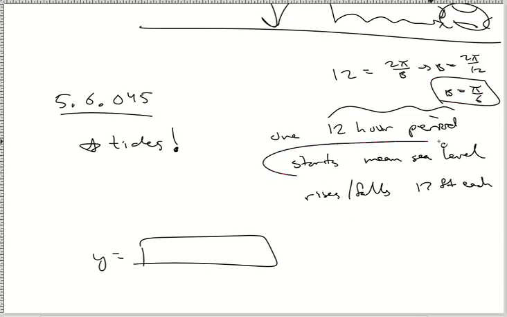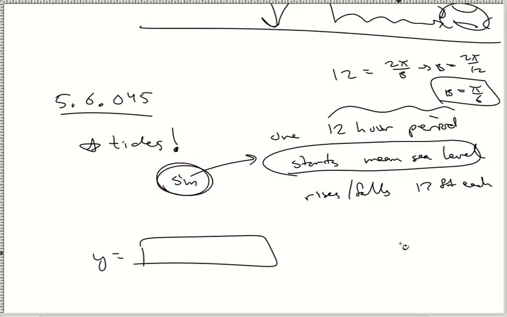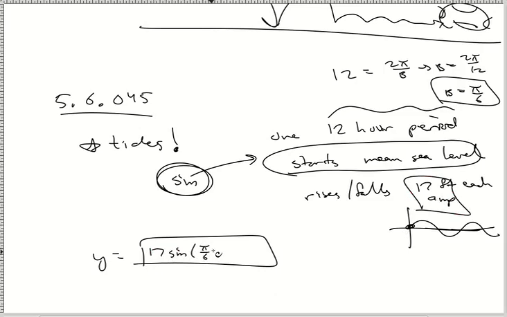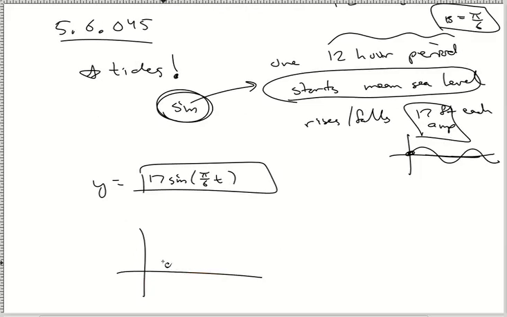When it says starts at mean sea level, what they're saying is sine. The reason why, let me show you: that's the average. It starts right there in the middle, right in the average. Rises and falls, that's going to be my amplitude. And so 17 sine pi over 6 t. That's what you type. That's the actual answer. What the graph looks like is there's a 12 and there's a 17. I can't remember if that's part of the answer or not.